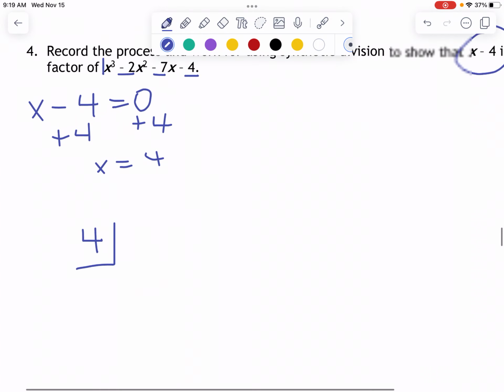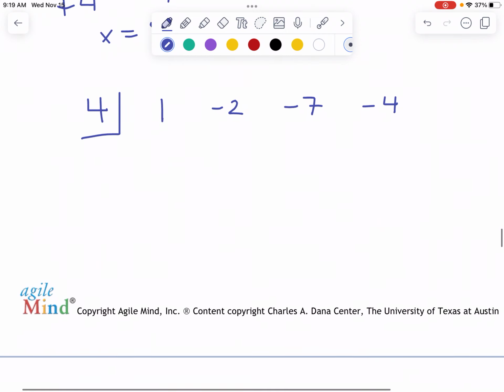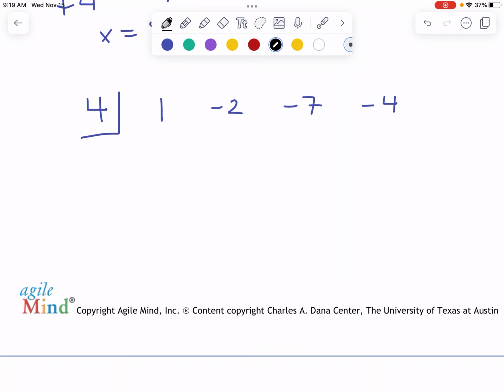So now I'm going to put in my coefficients. I have a positive 1, a negative 2, a negative 7, and a negative 4. Now we're going to use synthetic division. I'm going to put in this horizontal line here and put another little box hanging out on the very right-hand side of my line. Here's how synthetic division works.